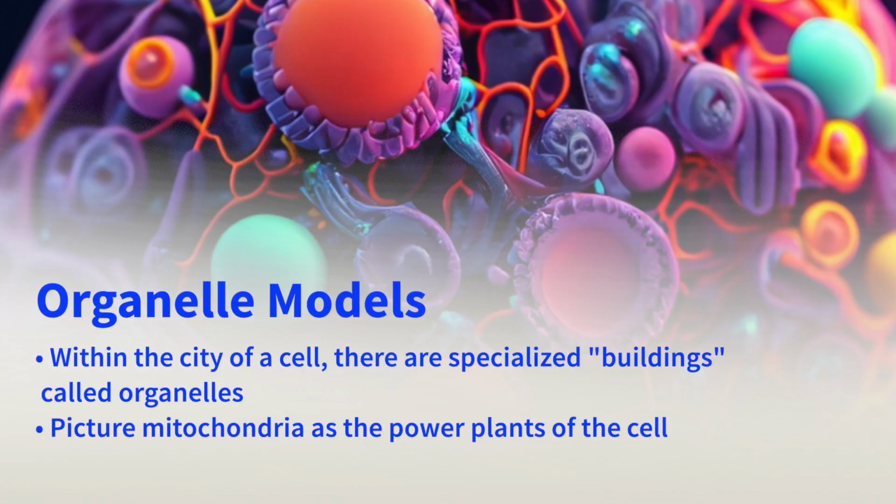Now, at the cell organelle level, like mitochondria or chloroplasts, within the city of a cell there are specialized buildings called organelles. These organelles have specific jobs to do, like energy production or capturing sunlight. Models at the organelle level help us understand their functions. Picture mitochondria as the power plant of a cell. They produce energy like a power station generates electricity for the entire city. Chloroplasts, on the other hand, are like solar panels, converting sunlight into energy that can be used by plant cells.